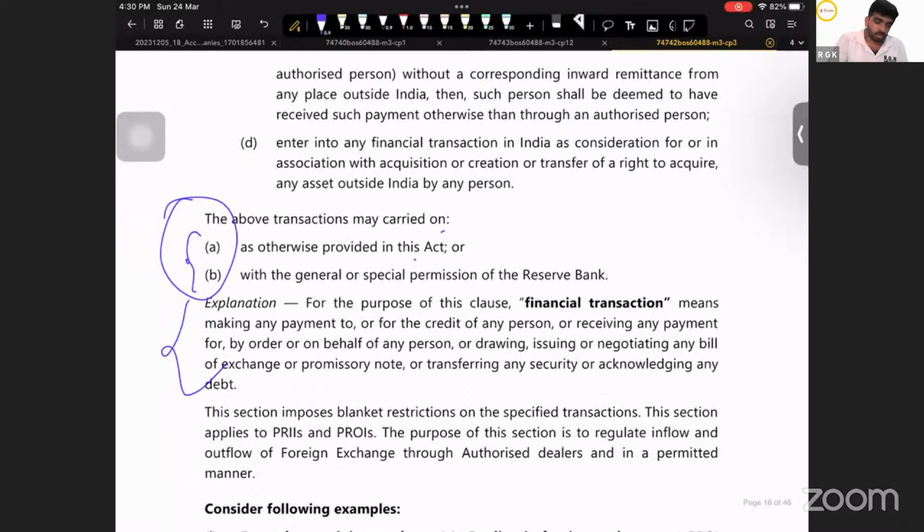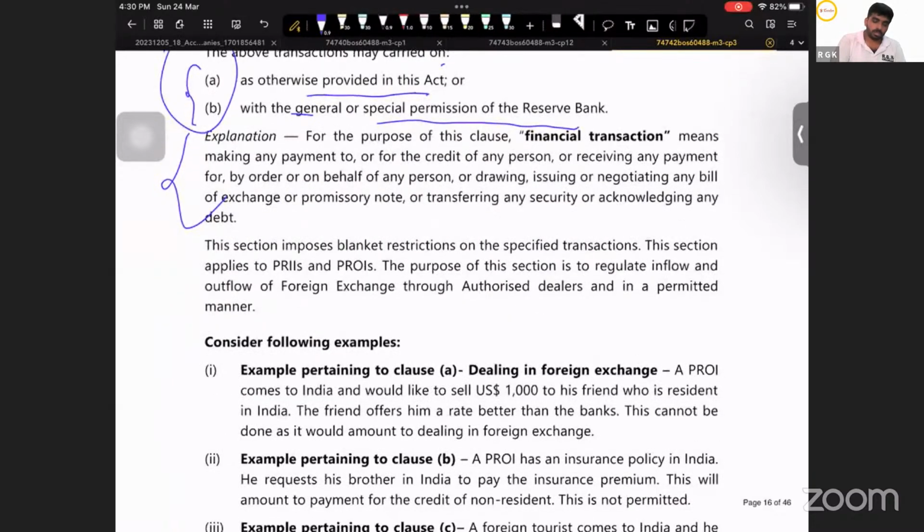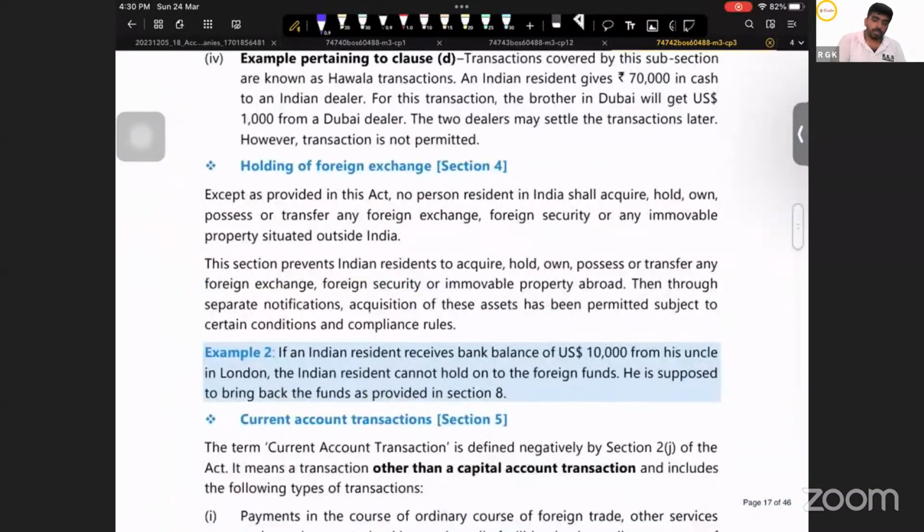It is permitted to do so only as provided in the provisions of this Act or with general or special permission of Reserve Bank of India, RBI permission prakara ಮಾಡಬಹುದು. This is what you have to keep in mind under section 3.